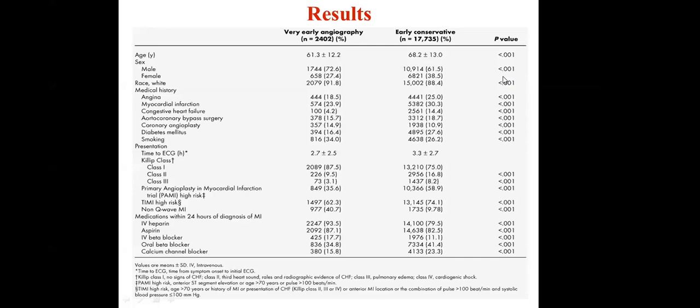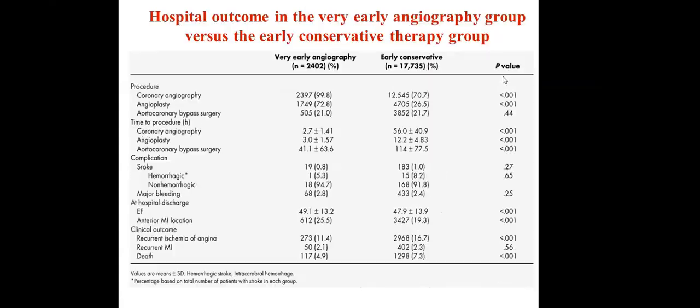When they looked at the unadjusted groups, early angiography was only 2,000 out of about 20,000. And there was tremendous imbalance in all these predictors. I think they only showed the ones that were significant, but that was too numerous to count. Differences in how they presented and what group they went in suggest a strong selection bias.